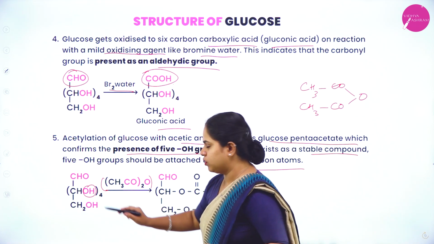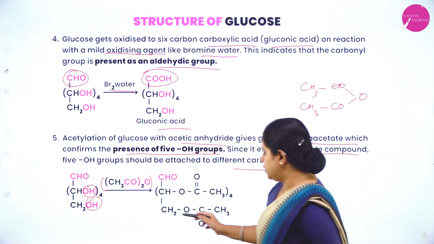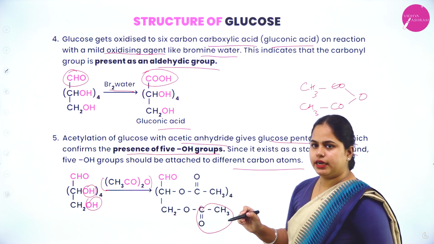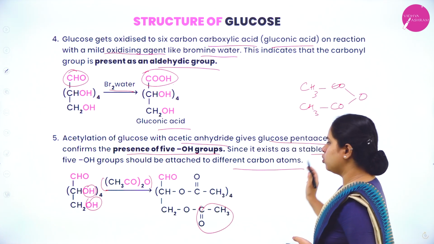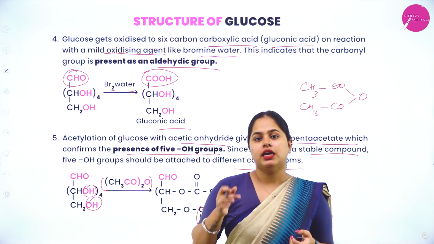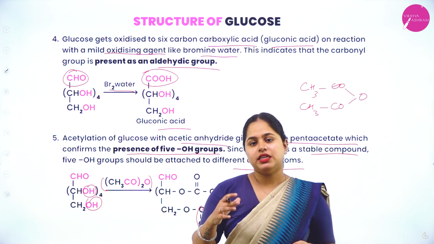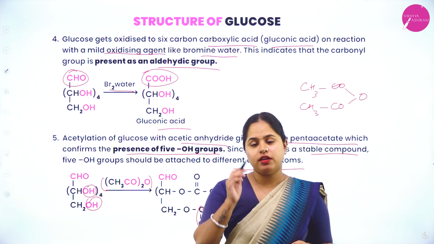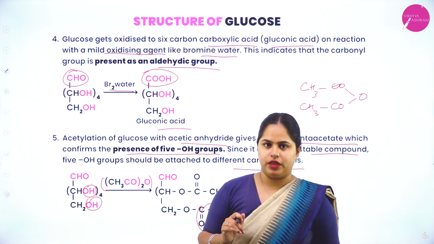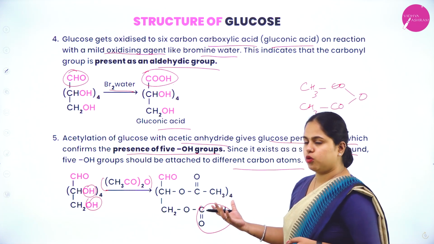So the hydrogen here was replaced by the COCH3 part, 4 times. And you have one more hydroxyl group here, in which the hydrogen was replaced by another COCH3 group. So acetic anhydride was added, which will give you glucose pentaacetate. If it is forming glucose pentaacetate, it means that 5 hydroxyl groups must be present, then only the hydrogen can be replaced by the COCH3 group there. Clear?